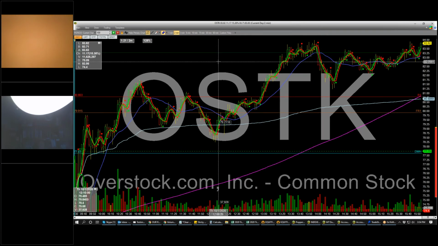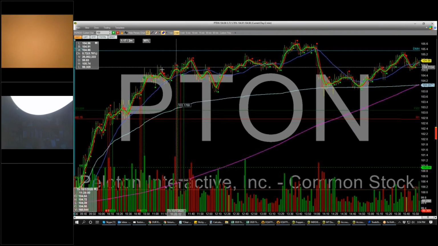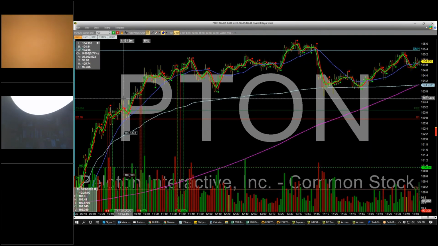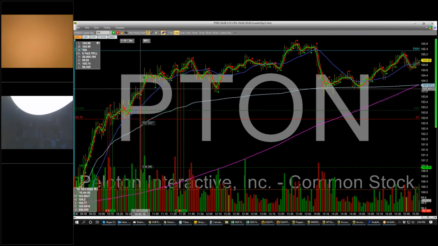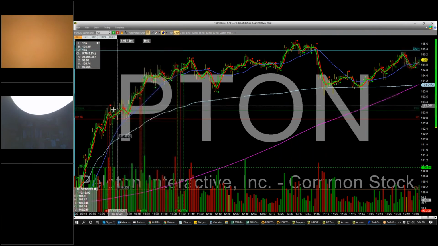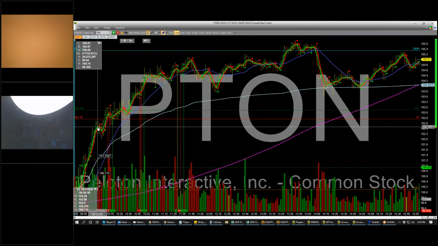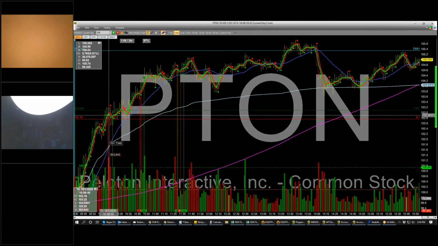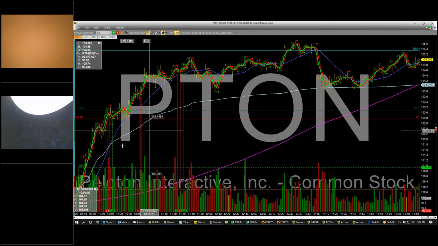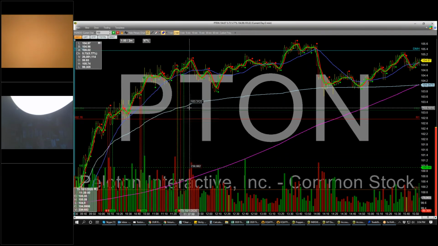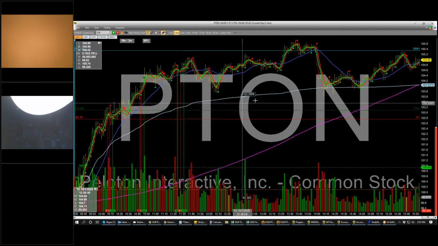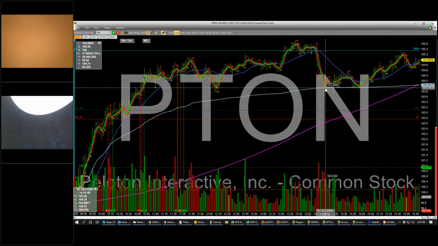Alan wants to look at Peloton. Yeah, Peloton's been a freight train all day long. Wow. Peloton all day long. Look at that, above VWAP. It came down to it finally this afternoon and bounced off of it twice.